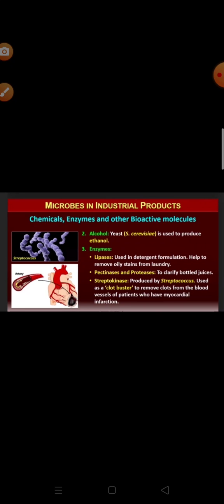Streptokinase is produced by Streptococcus and modified by genetic engineering, and it is used as a clot buster for removing the clot from the blood vessels of patients who have undergone myocardial infarction. Okay, clot buster.